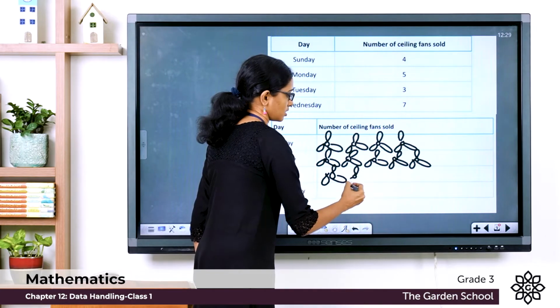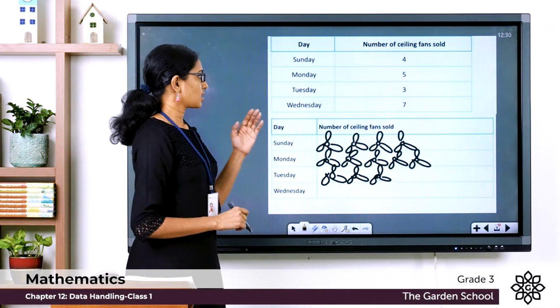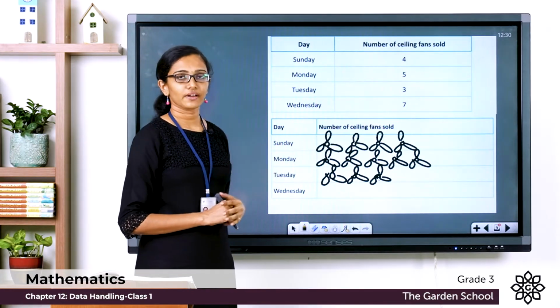1, 2, 3. On Wednesday, 7 ceiling fans were sold.